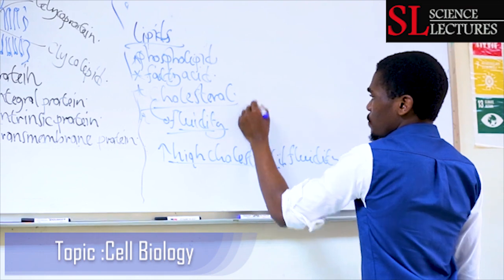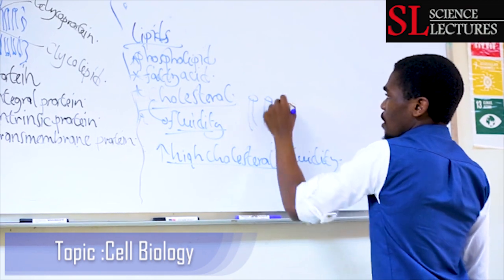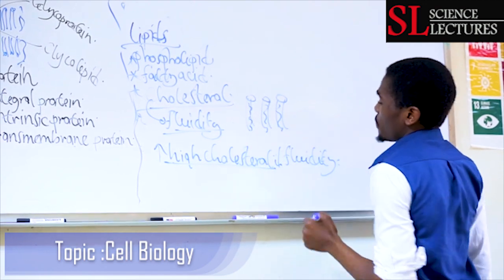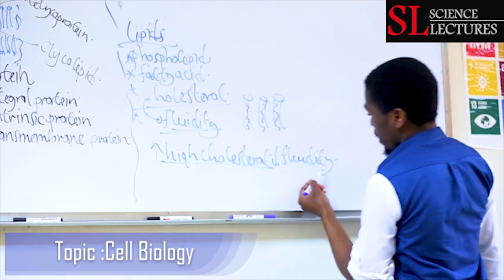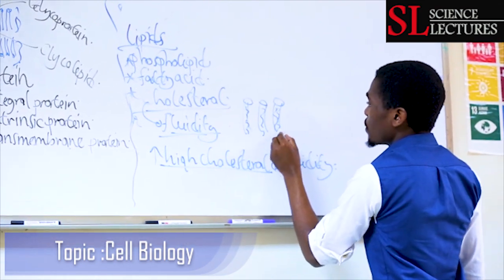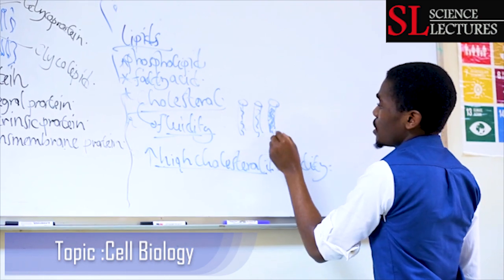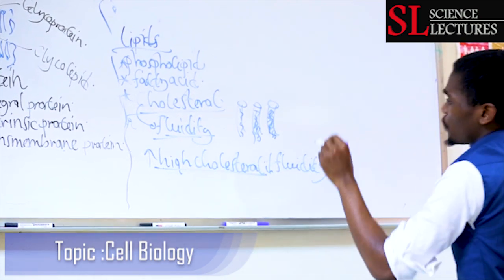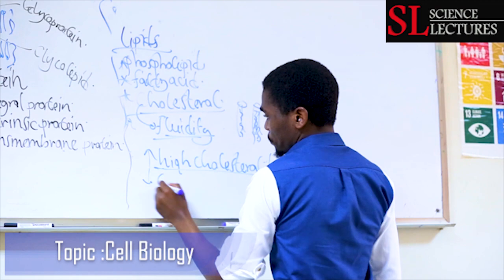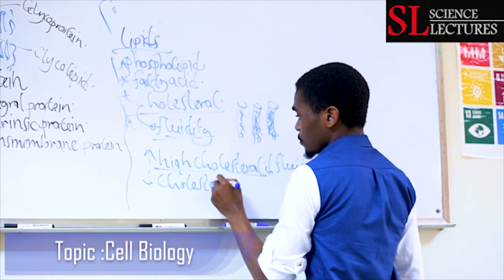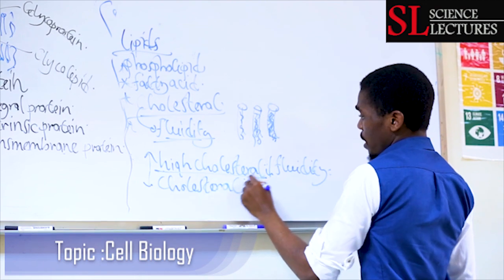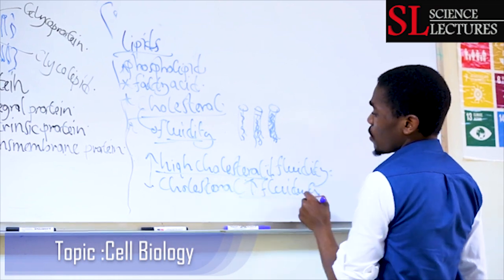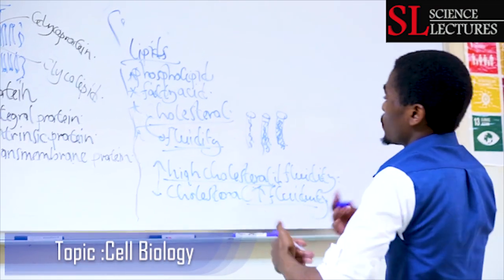Why? Because if this is our cell membrane, this is our fatty acid. By the way, cholesterol is always found within the fatty acids, here inside the fatty acid. So if cholesterol is high, fluidity will reduce, because we have cholesterol compacted within the fatty acid tails of our cell membrane. So high cholesterol, reduced fluidity. Then reduced cholesterol will have increased fluidity, because now the cholesterol is further apart and we can have the fluidity of the membrane.